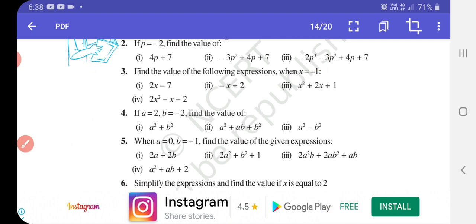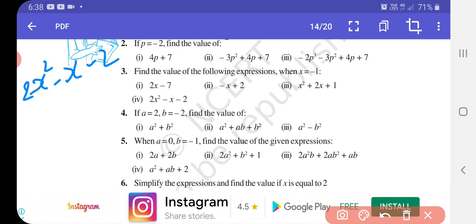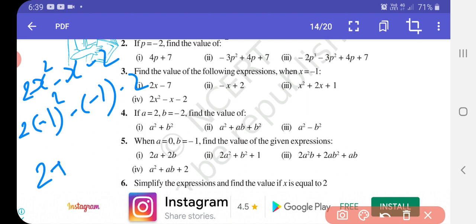Now one more I will do for you, that is 2x square minus x minus 2. Put the value x is equal to minus 1. So it becomes 2 into minus 1 square minus minus 1 minus 2. So minus 1 square means plus 1, 2 times that is 2, minus minus becomes plus, minus 2. Plus 2 and minus 2 cancel, your answer is 1. Okay.